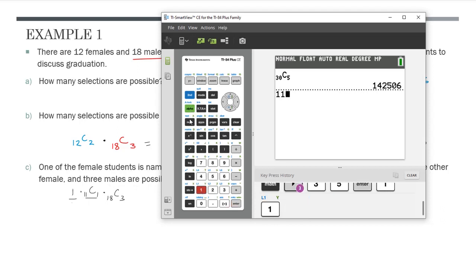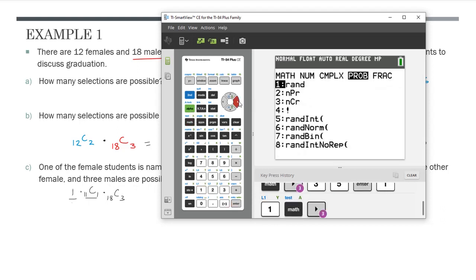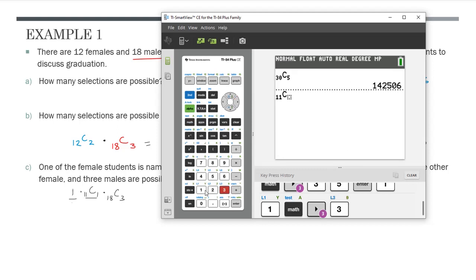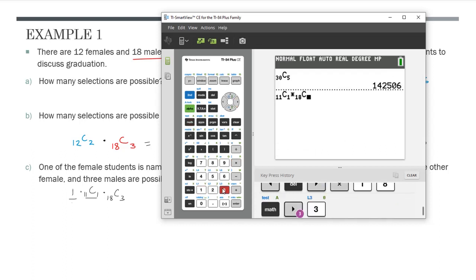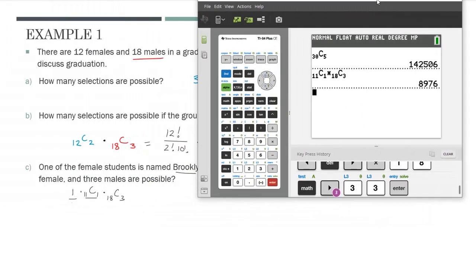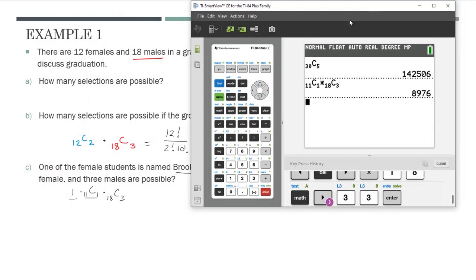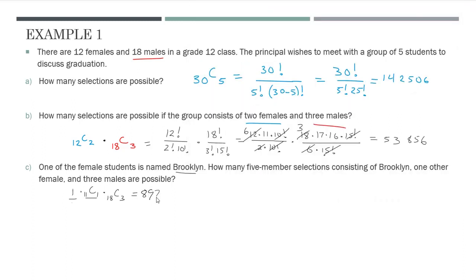So 11, math, and then probability, 3, 1, times, I don't need to times this by 1, it's not going to do anything, but this is not in the right spot, times 18, and then back to our probability, 3, and choose 3. So considerably less, only 8,976. There we go.